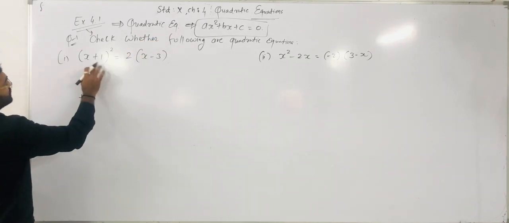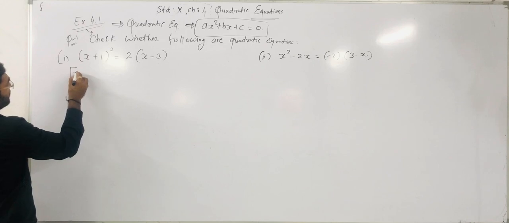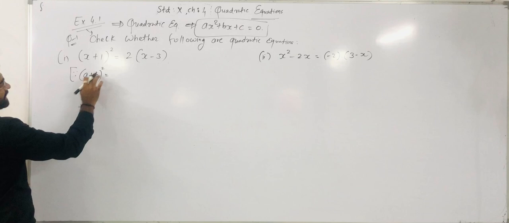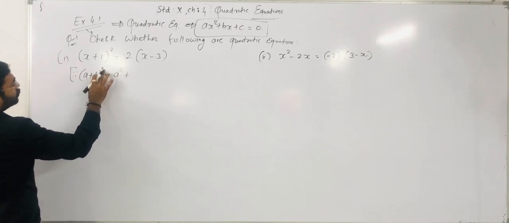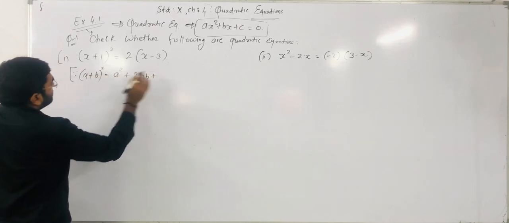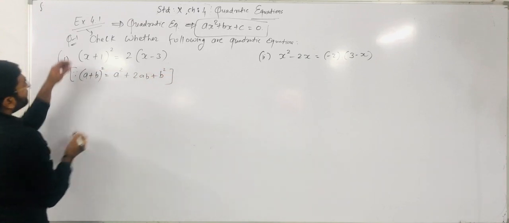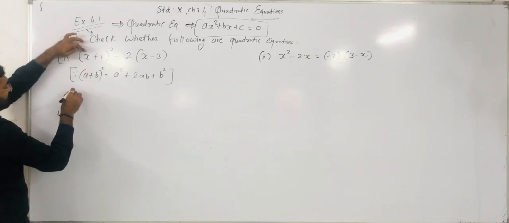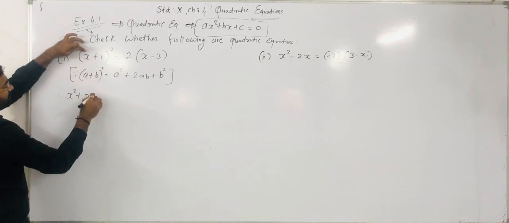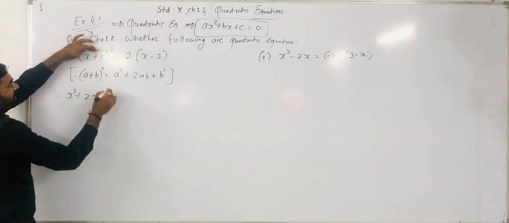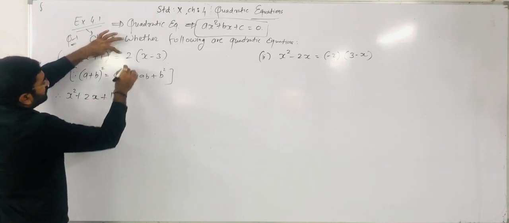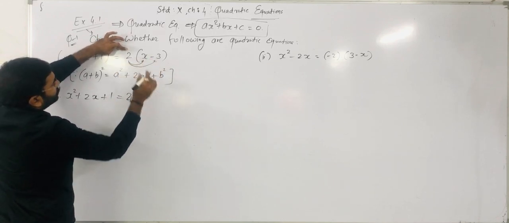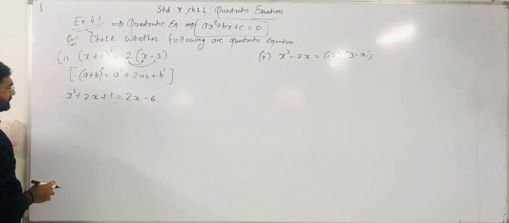Okay. So in that simplification, see (a + b)². Here we have to apply this identity. As per the identity, first term square plus 2 times ab plus second term square. Right? That identity we have to apply on the left hand side. So what we get? First term square is x², plus 2 times x into 1, means 2x, plus 1 square, means 1. On the right hand side, 2 is multiplied inside the bracket, so we get 2x, and 2 into minus 3, we get minus 6.